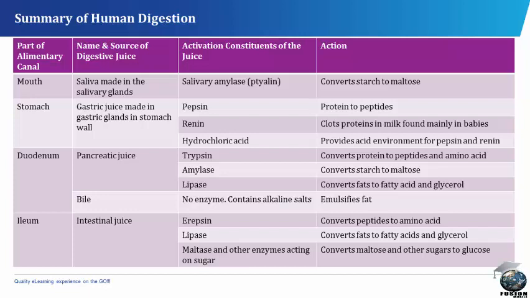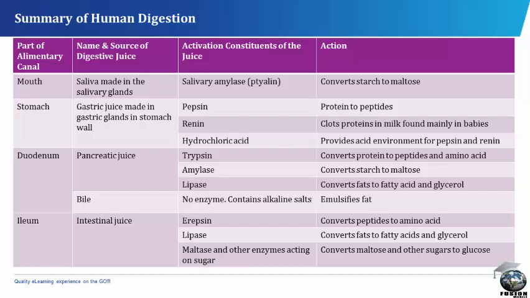And the action it takes include: one, protein is converted to peptides. It clots protein in milk, which is found mainly in babies. It provides acid environment for pepsin and renin. In the duodenum, the pancreatic juice and the bile is produced. The active constituents of the juice are the trypsin, the amylase, and the lipase. The bile produces no enzyme as it contains alkaline salt.